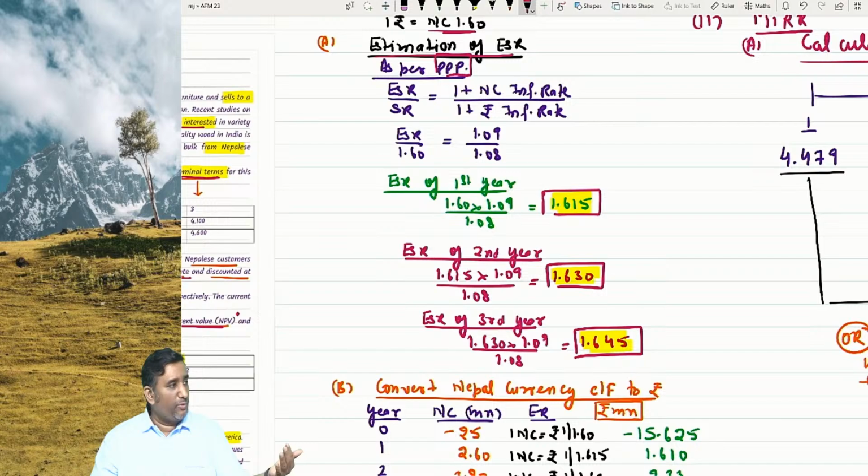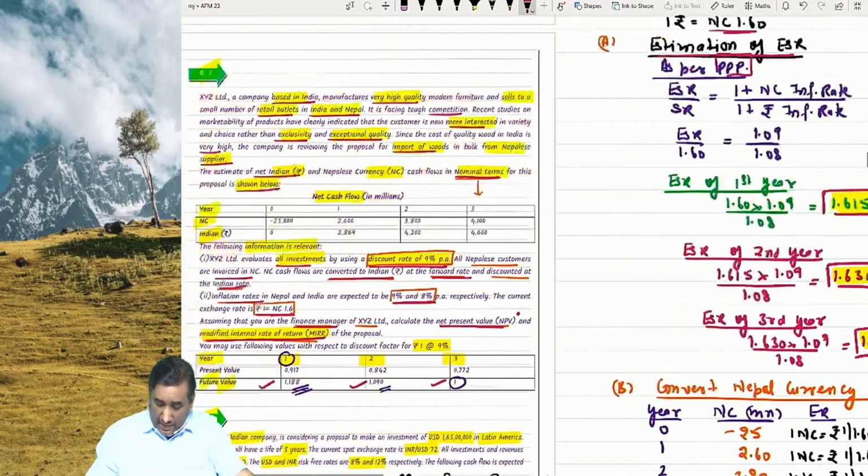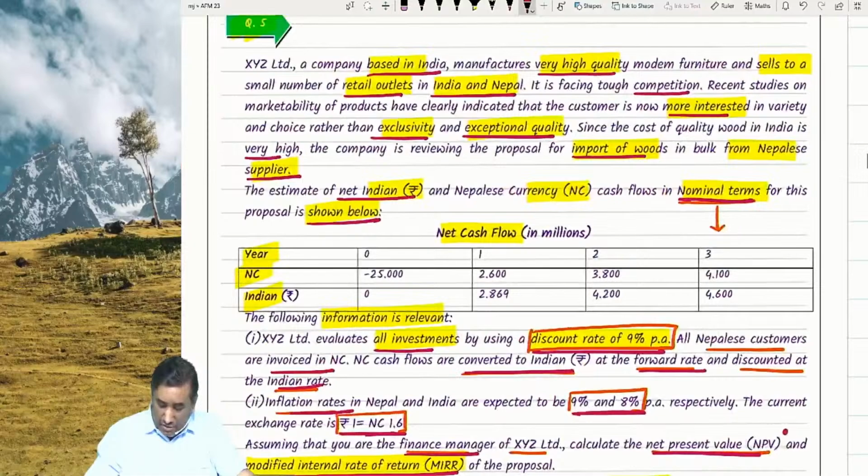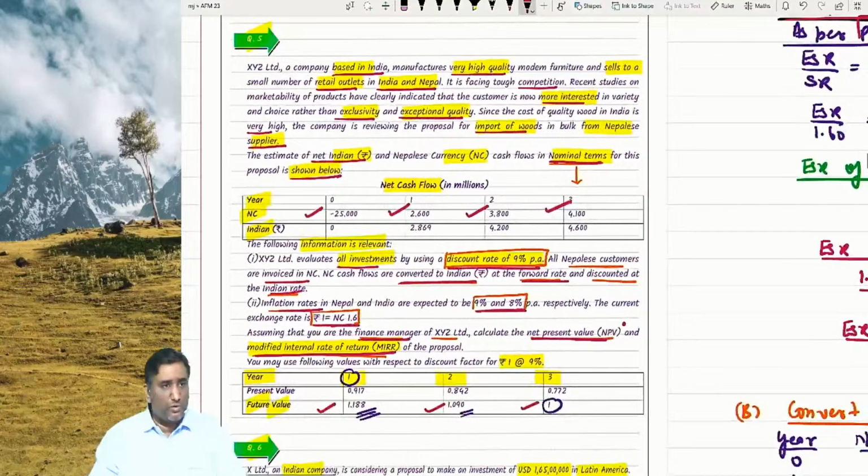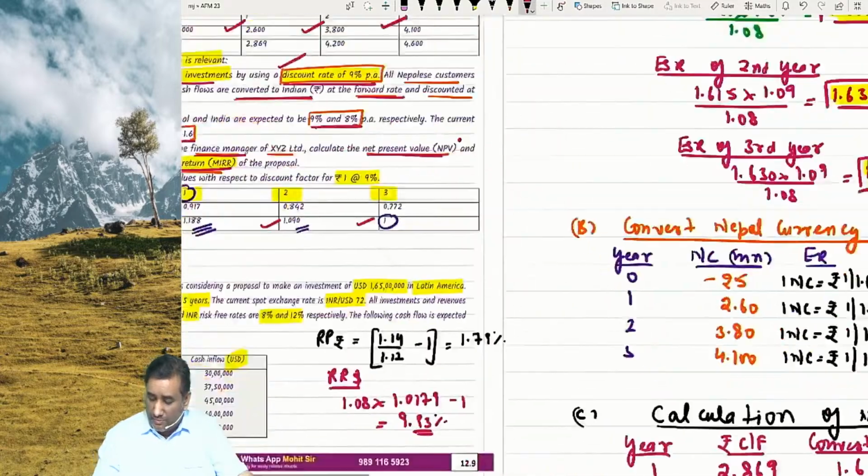Then the second step was converting your Nepali cash flow into rupee, and make sure Nepali currency would be on the left hand side, left times right. So these are our Nepali currencies 25, 2.6, 3.8 and 4.10. These are in nominal. There is no concept of inflation given, so it's nominal and the rate is also nominal. So he is not increasing your workload at all.